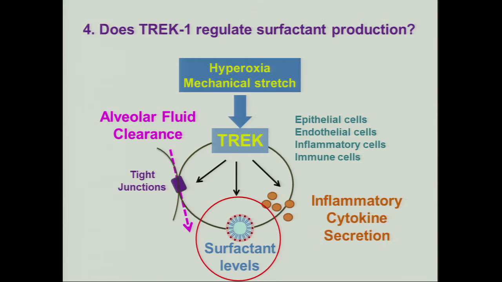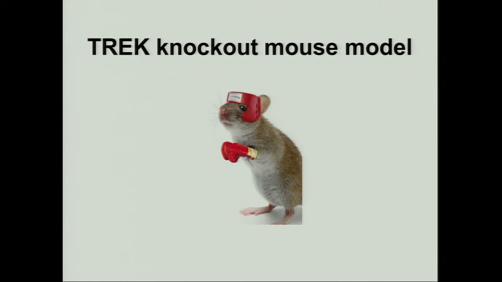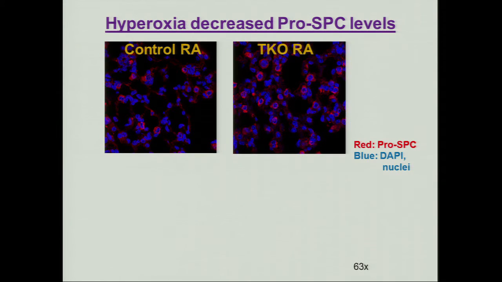And changing gears one last time, let's briefly talk about surfactant level in the lungs. I want to show you some slices of mouse lungs from our TREC knockout mouse model. What we did again is we exposed control mice, or we call them wild type mice, to either room air or hyperoxia, or put them on a ventilator for 2 hours, or exposed them to hyperoxia first and then put them on a ventilator. We then cut the lungs out and stained them for surfactant protein C and looked at those lungs with confocal microscopy.